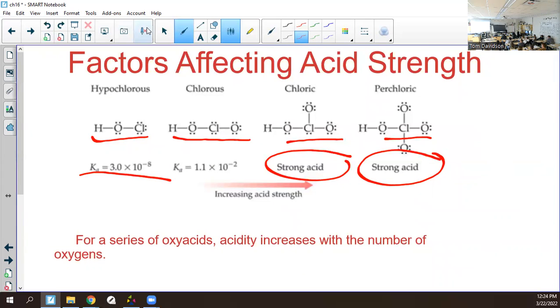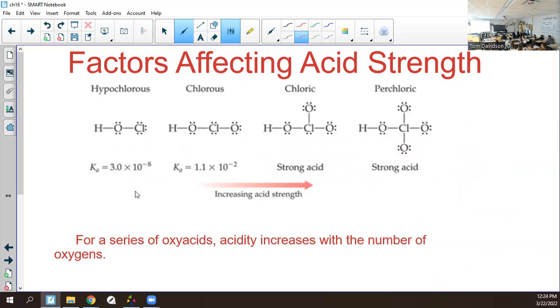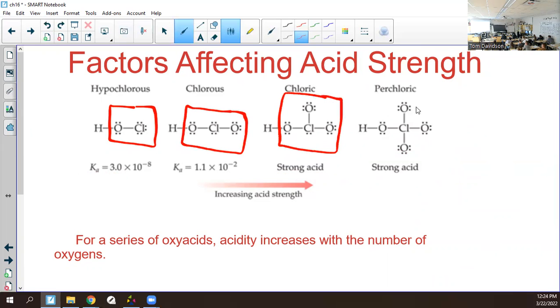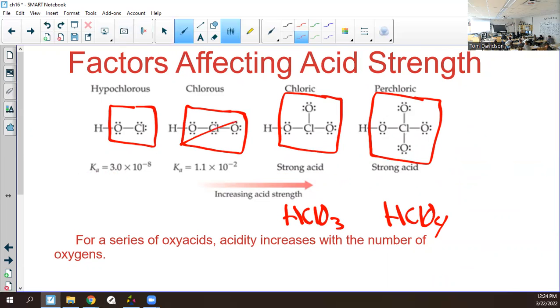All right. This one's more commonly tested. For a series of oxyacids, acidity increases with the number of oxygens. So the difference here, we're not switching the central atom, we're just adding oxygens. We've memorized these two strong acids, HClO3 and HClO4, but we didn't memorize these two. And that's because the acidity got stronger as we added oxygens.